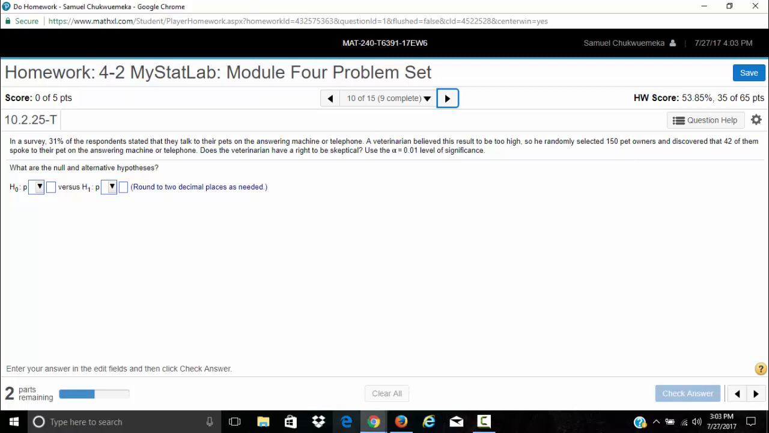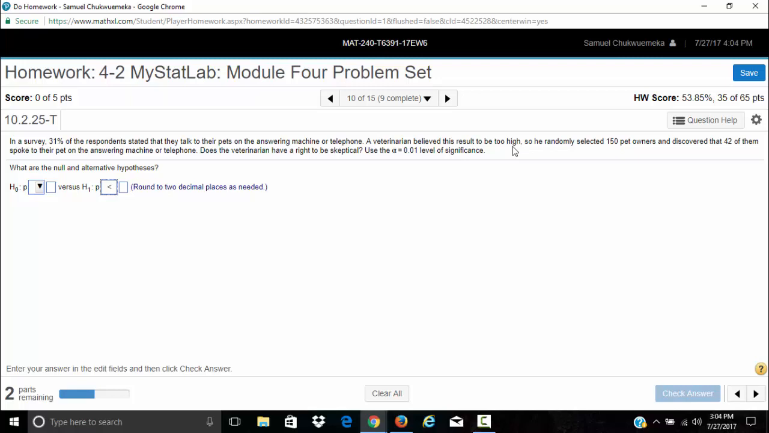All right, folks. Let's look at this now. The veterinarian believed this result to be too high. So the result they are talking about is 0.31. That's the population proportion. And he really believed this to be too high. So actually, what does he believe? He believes that to be less than. So kind of that's like the trick in this question. He believed this result, this 31%, to be too high. So actually, he believed if he or she, I'm sorry, I'm using he. It could be he or she, okay?